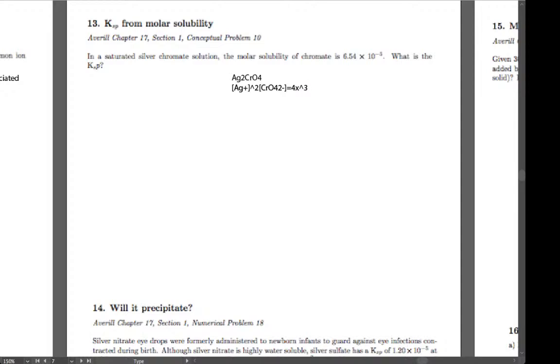So let's put that into our formula. 6.54 times 10 to the power negative 5. There we go. And then we divide that by 4. You'll take the cube root of the answer. You'll get... Oh wait, the Ksp.